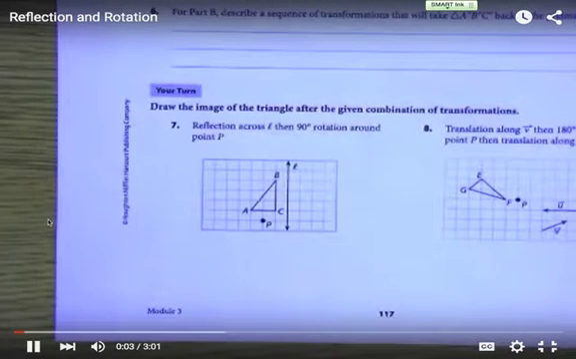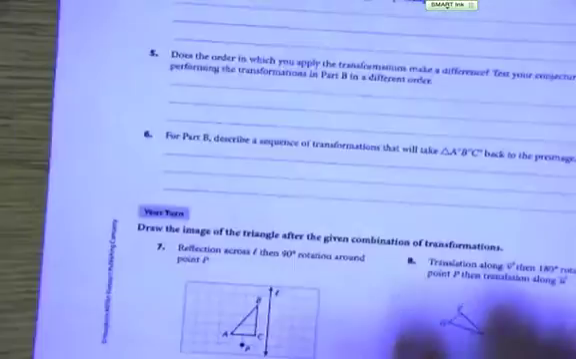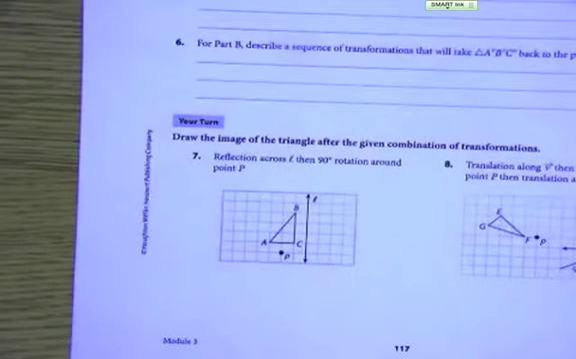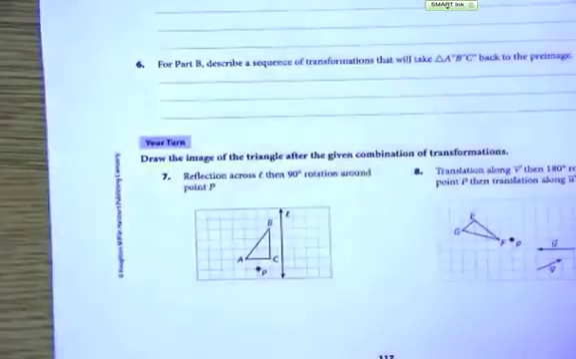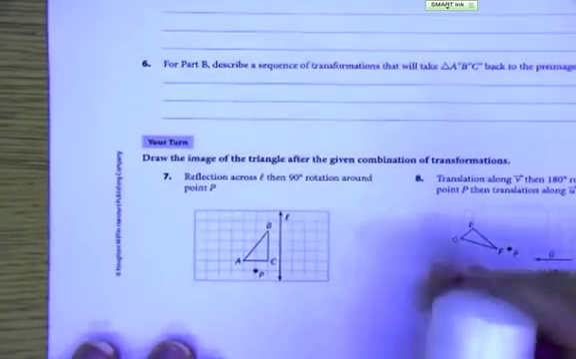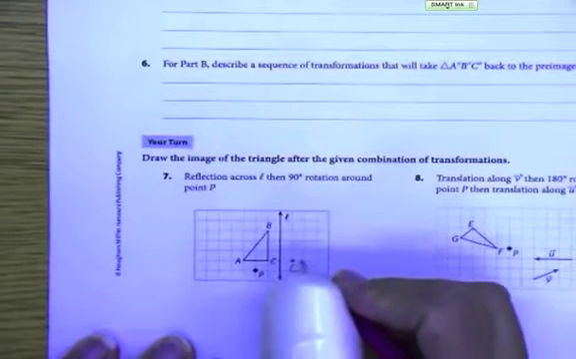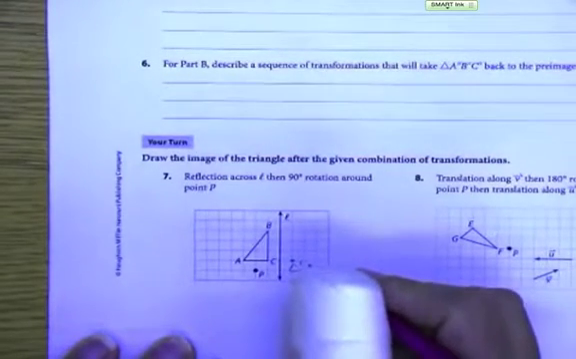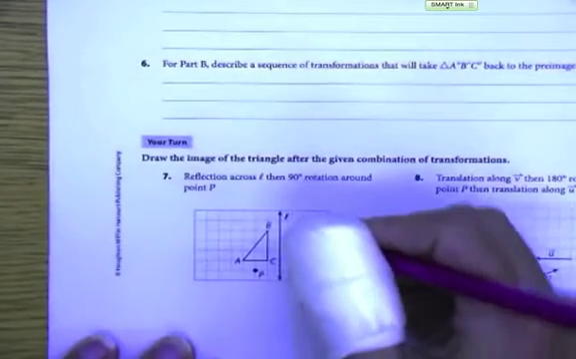In this example, we're doing a reflection and then a 90-degree rotation. And again, like the last example that I did here, there's no numbers. So we have to kind of create our own, but we'll get to that. First thing we're doing is taking this triangle and reflecting it over line L. When I do, here will be C prime, here will be A prime, and here will be B prime.